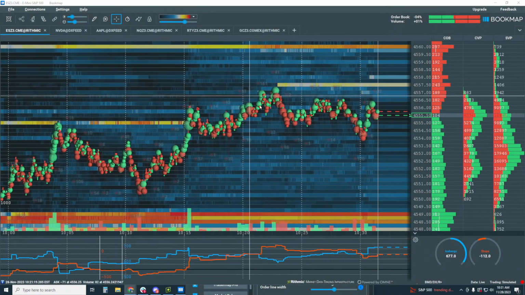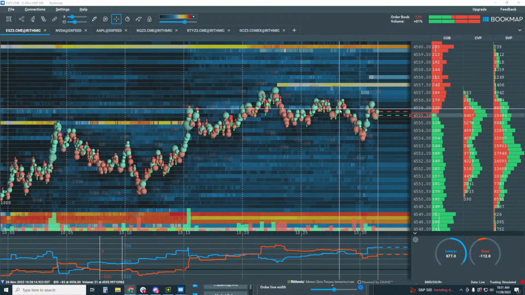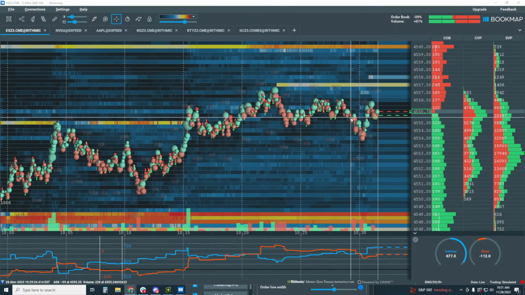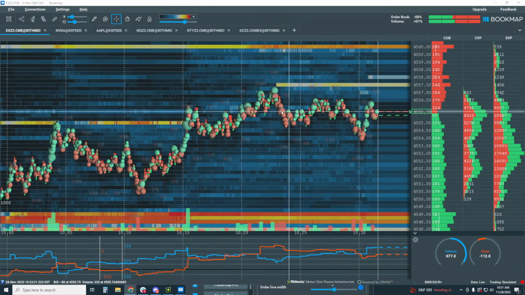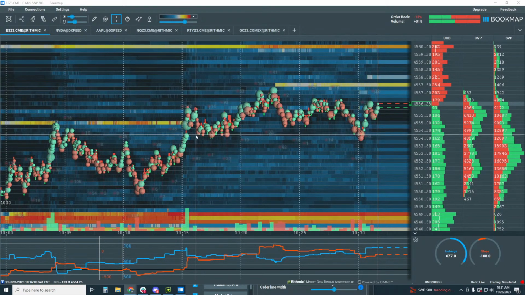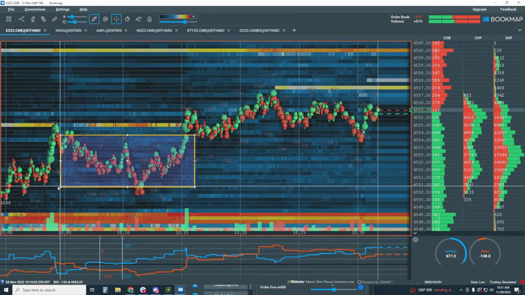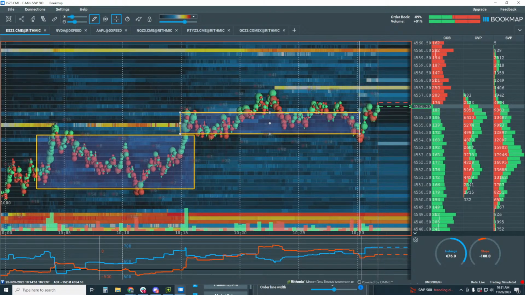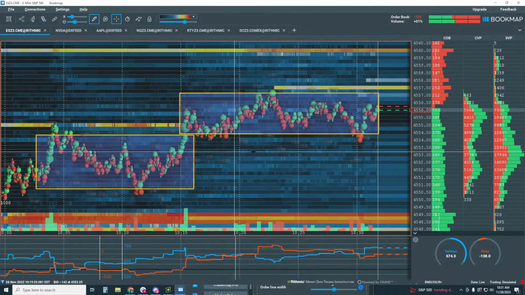All right, so what have we seen so far? Well, not much really, to be honest. It is just hacking around this whole area in here. We can look at market structure in here as well, very clearly. Here's market structure. Here's market structure.